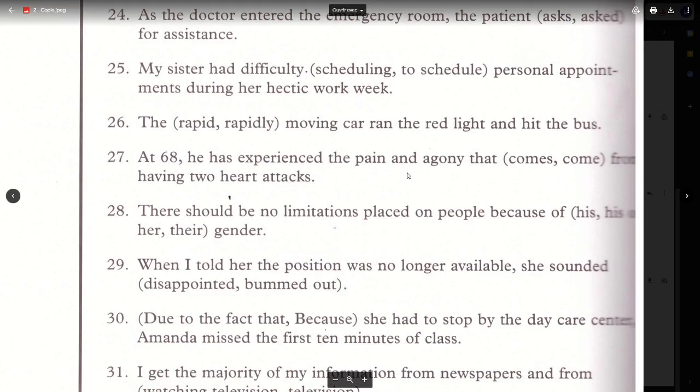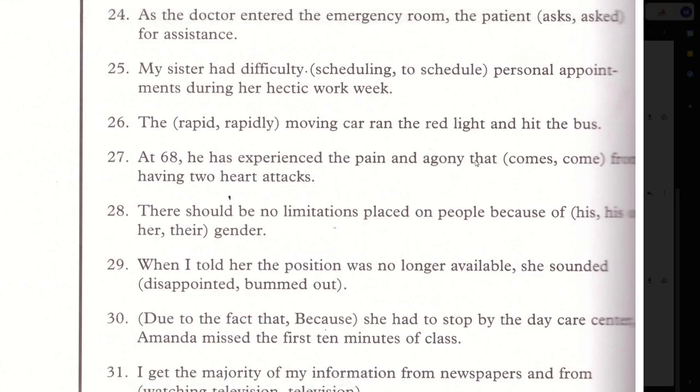But here you did not read "and agony." At 68, he has experienced the pain and agony that come from having 2 heart attacks, because he's talking about two things, pain and agony. Next, please. There should be no limitations placed on people because of their gender. Very good. What's gender? Male or female.